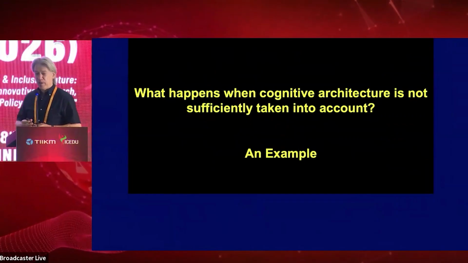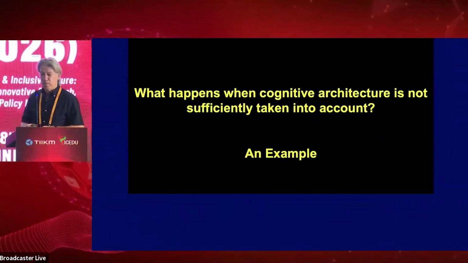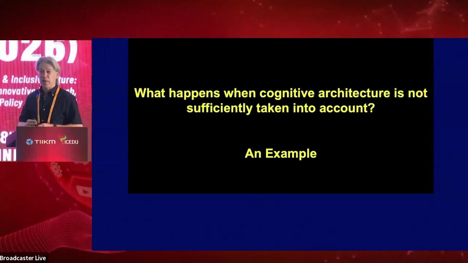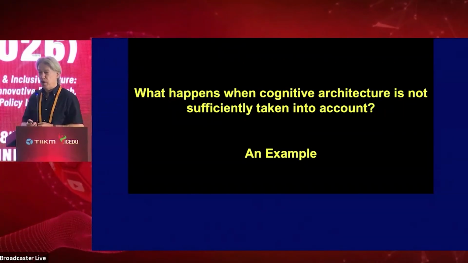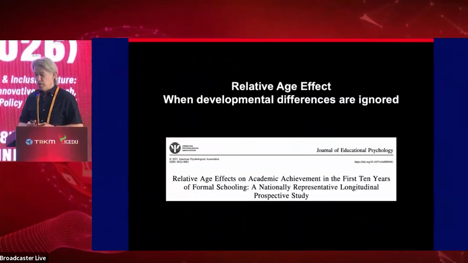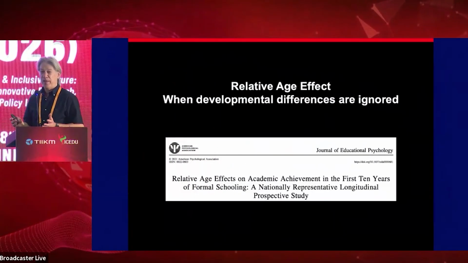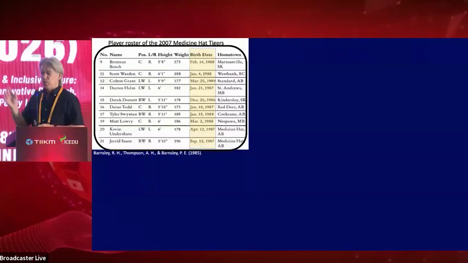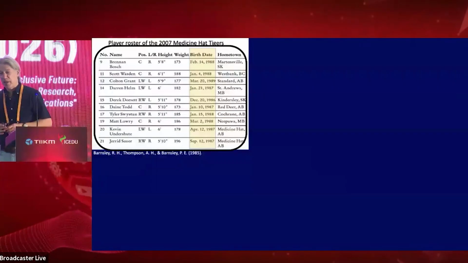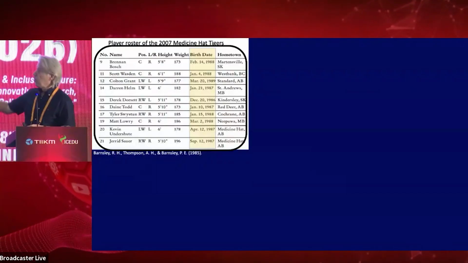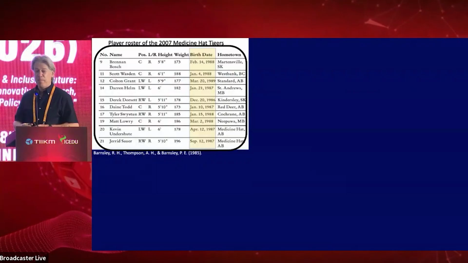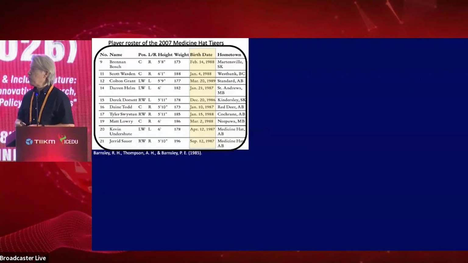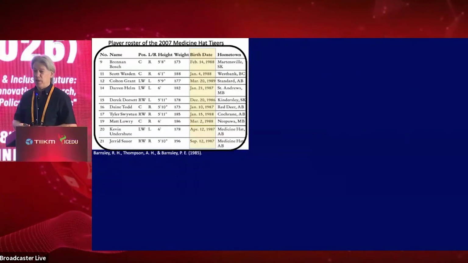So I want to end this with an example of a phenomenon I think is very interesting and which shows what happens when you don't take the cognitive architecture into account. And this is based on the so-called relative age effect or birth date effect. I'm not sure if you are aware of it, but this was found first in sports tasks. Researchers found that on the player roster of the ice hockey game, almost maybe 80 or 70% of the players were born in the first 3 months of the year.